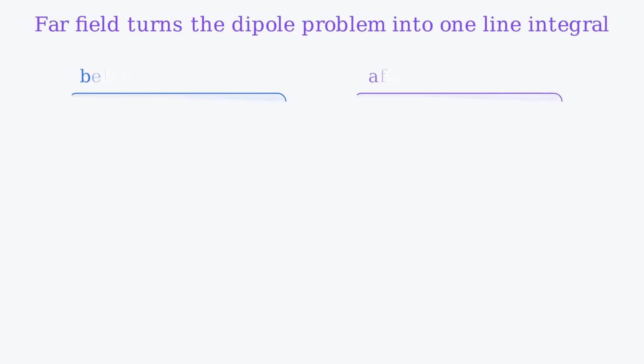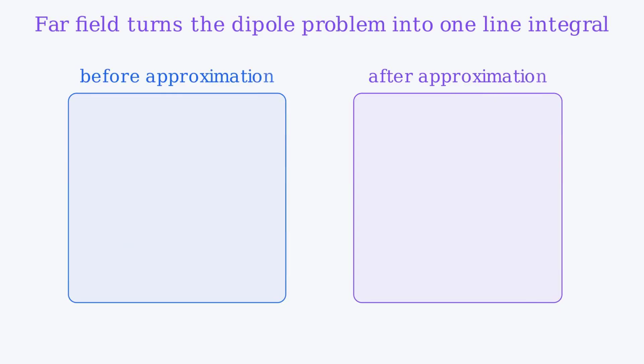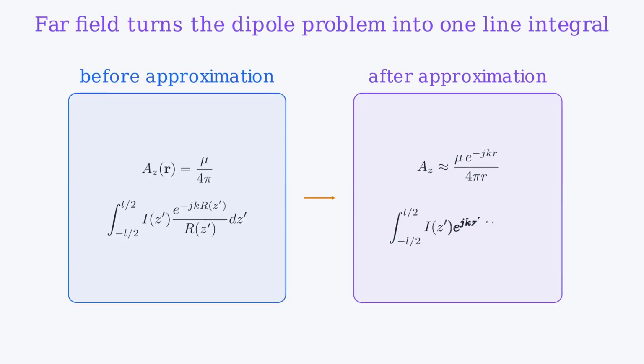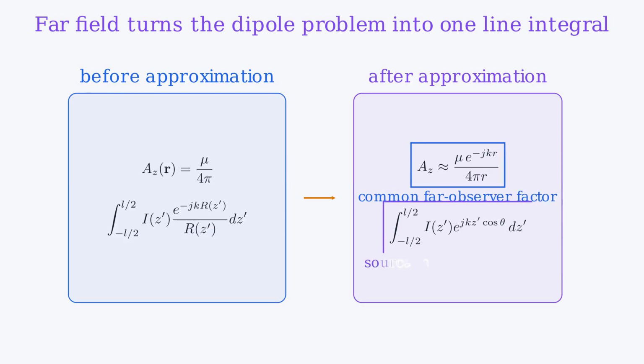Once that shortcut is applied inside the vector potential, the dipole problem becomes a line current integral. The common factor e to the minus jkr over r sits outside, because every source point shares the same far observer. Inside the integral, we keep the current distribution and the source-dependent phase term e to the plus jkz' cosine theta. That remaining integral is the part that builds the pattern.